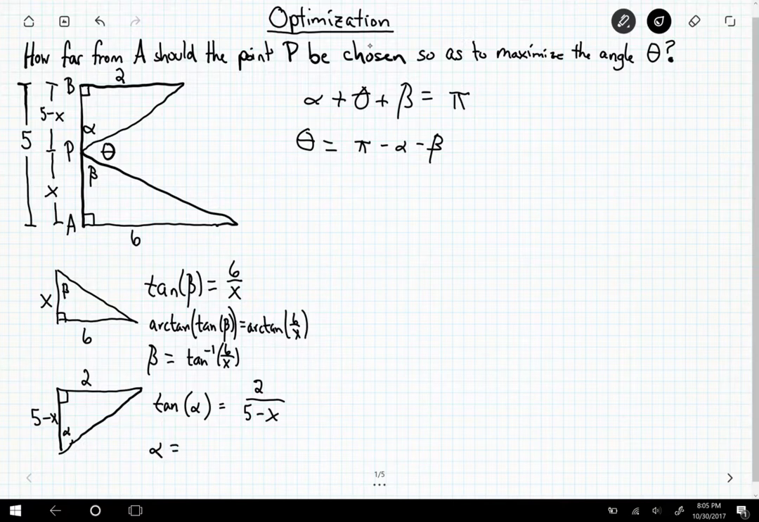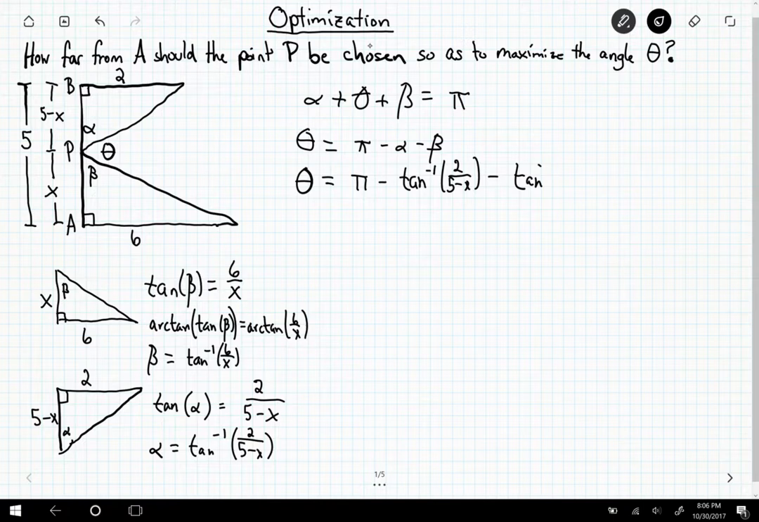So we get alpha equals the arctangent, or tan inverse, however you want to write it, of 2 over 5 minus x. So notice we have alpha in terms of x, we have beta in terms of x, and so now we can rewrite theta equals pi minus, well, alpha is the arctangent of 2 over 5 minus x, minus beta is the arctangent of 6 over x.